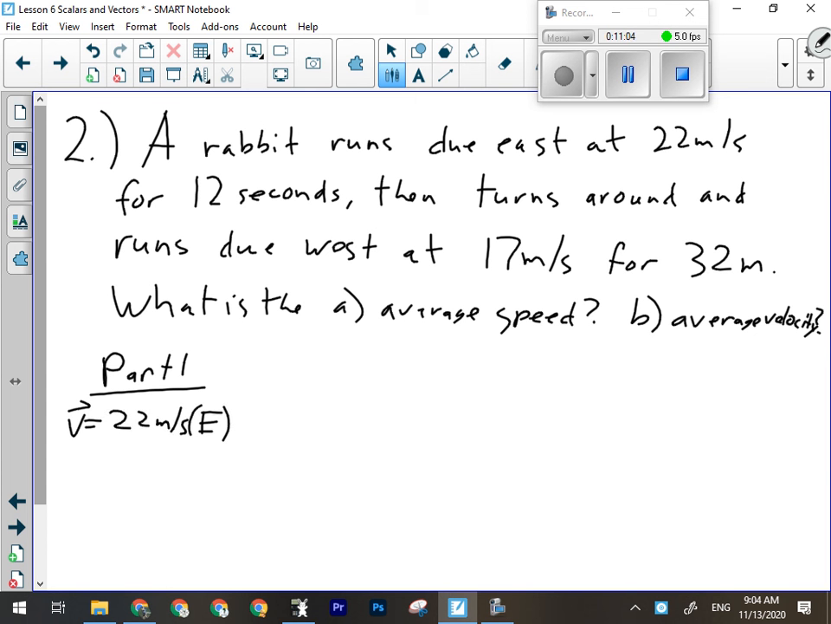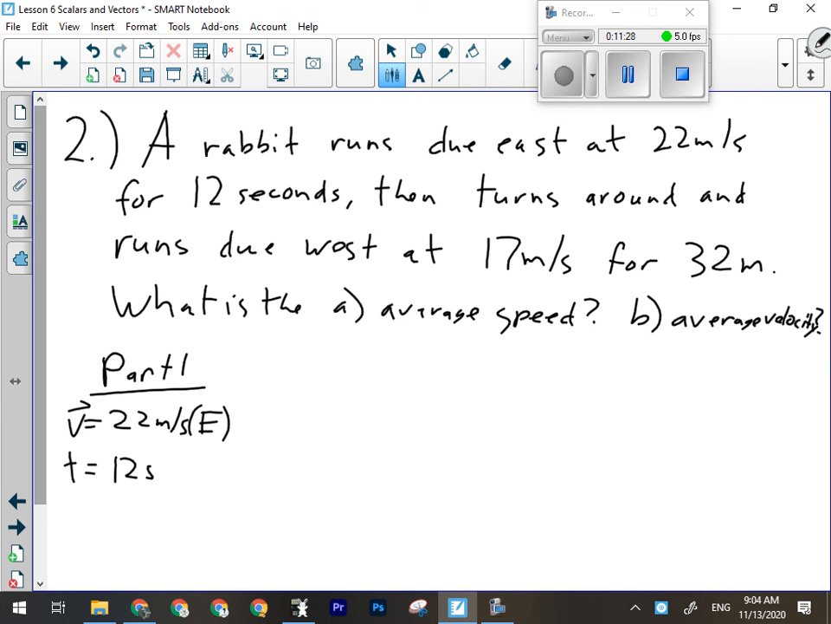Is it also the speed for that part? Yes, it is. The speed of the rabbit during that part is 22 meters per second. But most importantly, I was also given the direction there. Now for the rest of part 1, the other thing we're given is the time, 12 seconds. What we don't have is distance, for part 1 anyway. We don't have time for part 2.